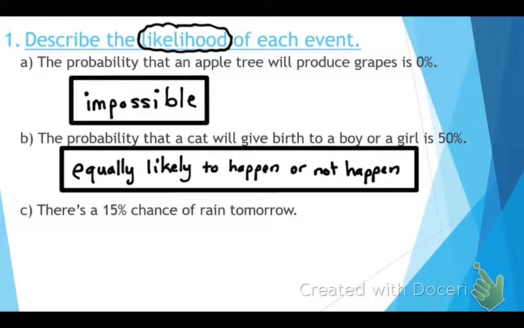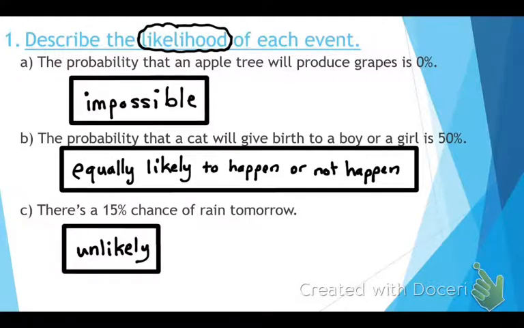Problem C, there's a 15% chance of rain tomorrow. What is the likelihood that that's going to happen? Ro? Unlikely. Okay, it's probably not going to happen. There is a small chance that it could, but it is unlikely that it will happen. So if you do not remember these different words, go back to your notes in 7.1, and there's a little graph that I gave to you. Be sure to review that, okay? Let's say there was one that wasn't on here, like a 99% chance. What's the likelihood of that happening, class? Likely, okay? It's probably going to happen.